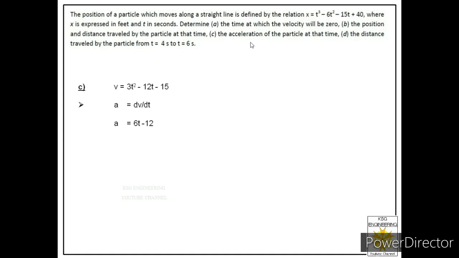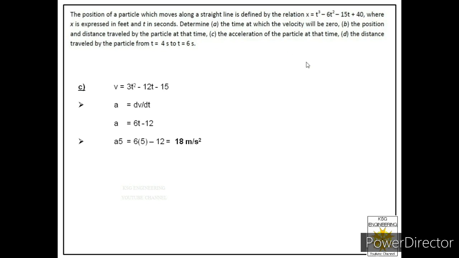And we are asked to find the acceleration of the particle at that time, means at time t equal to 5. So what we will do, we will put the value of t as 5 in that equation. So that will be called the acceleration of the particle at time t equal to 5 seconds. So that will be equal to 18 meter per second square. So we have got the answer for C part as well.